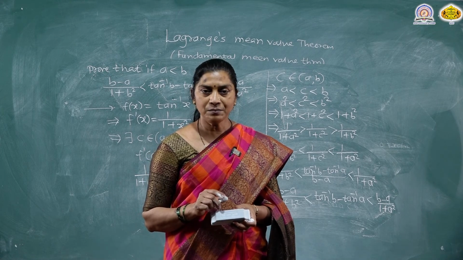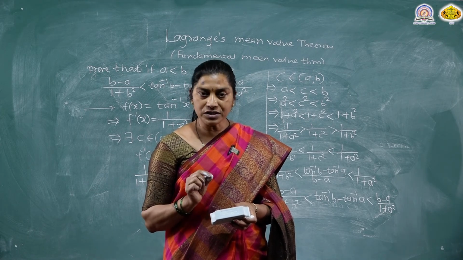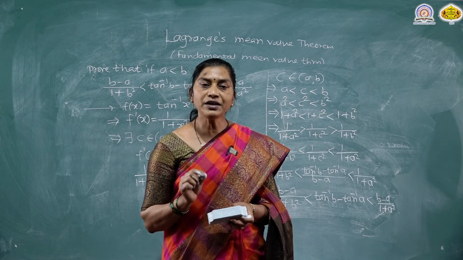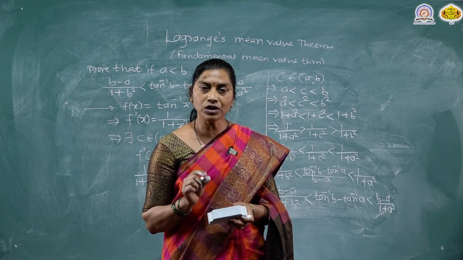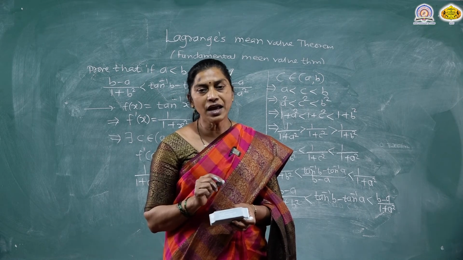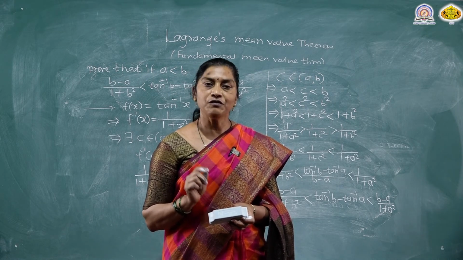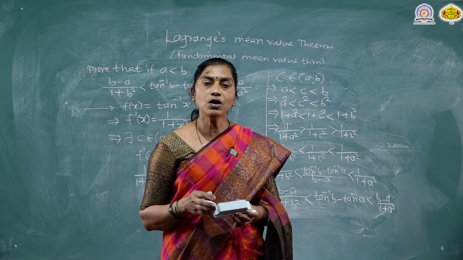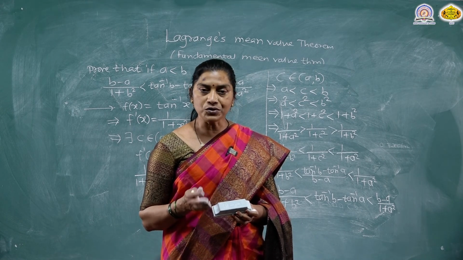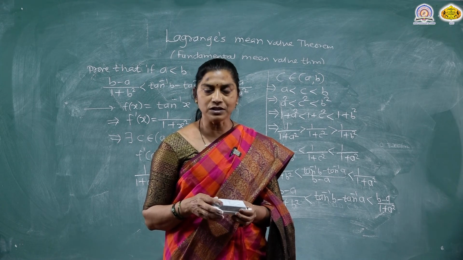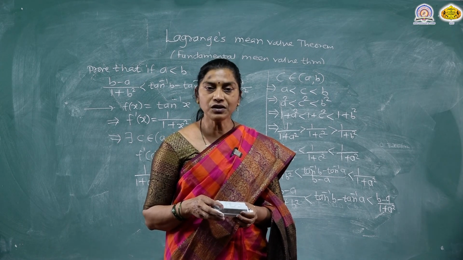Geometrically it states that there is at least one point c on the curve y equals f(x) such that the tangent drawn at that point to the curve is parallel to the line segment joining the points (a, f(a)) and (b, f(b)). We have also seen some applications of Lagrange's mean value theorem, such as how to prove f is constant when f dash x is 0 for every x in (a, b), and some examples on it. In the next lecture, we will see Cauchy's mean value theorem.